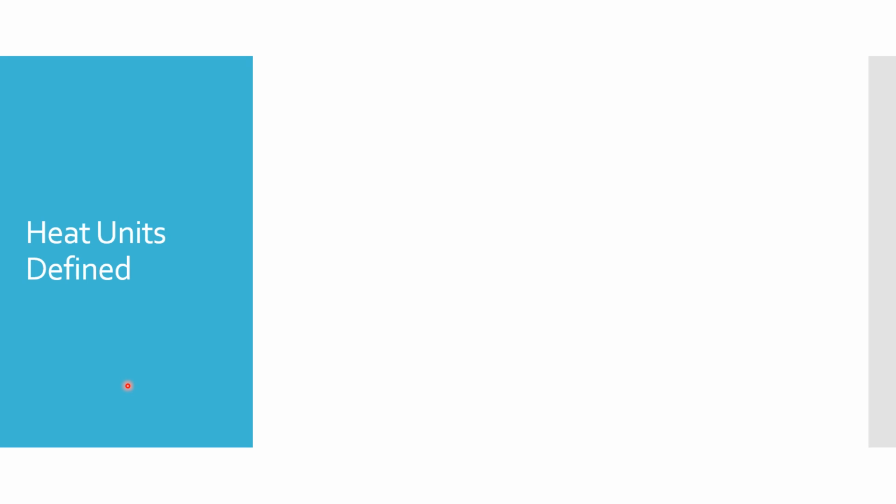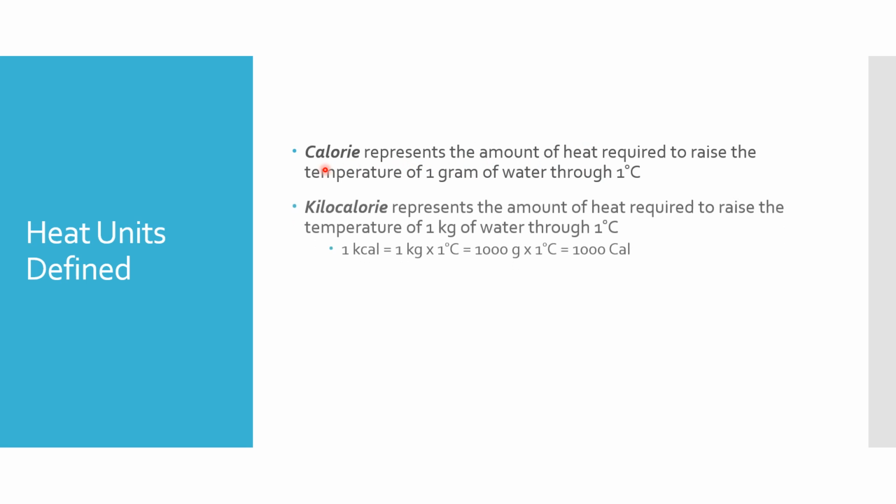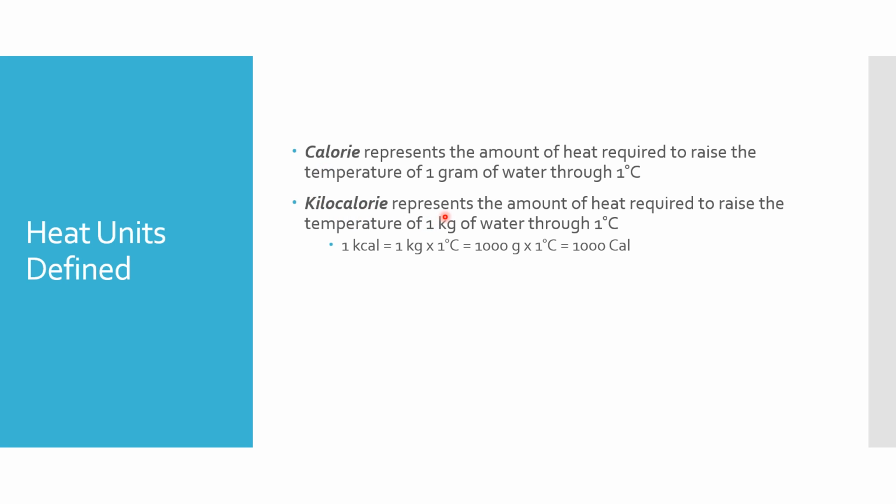Let us try to explain the definition of some of the units of heat energy. So first of all, we define the calorie, which is the unit of heat energy. So calorie represents the amount of heat required to raise the temperature of 1 gram of water through 1 degree Celsius. So if you have 1 gram of water and you raise the temperature of that water by 1 degree Celsius, then the amount of heat you used to do that is called 1 calorie. Then we have kilocalorie, that simply represents the amount of heat required to raise the temperature of 1 kilogram of water through 1 degree Celsius.